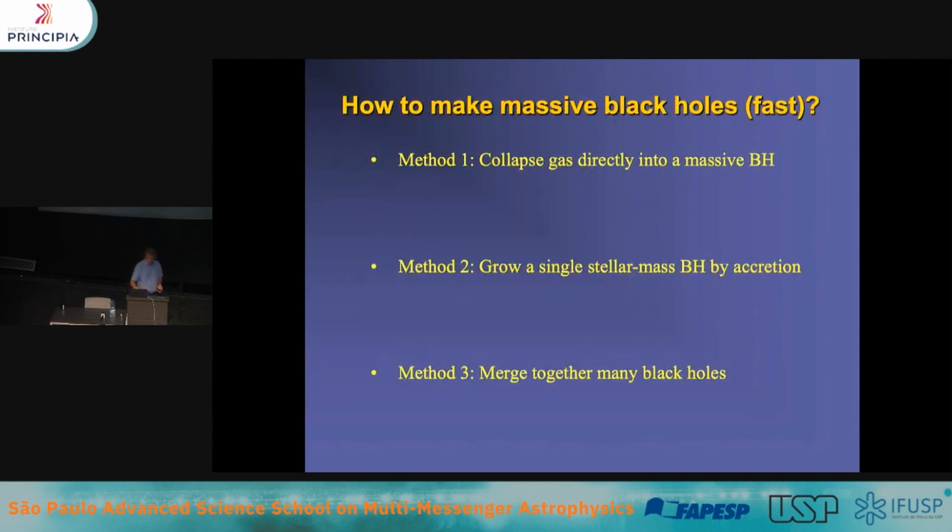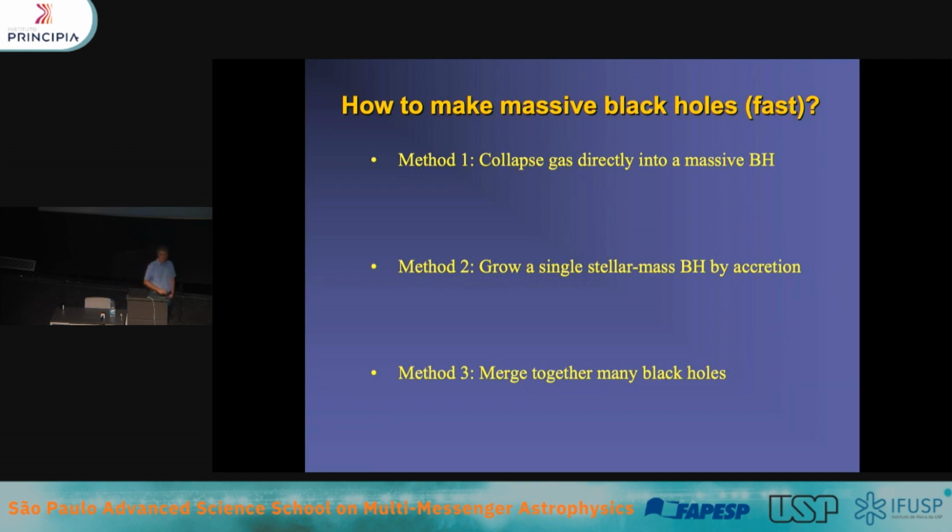Well, again, I could ask you, what are the solutions to this in general? In general, there are 3 ways you can think of. Well, collapse gas directly into a massive black hole. Instead of starting with a 10 or 100 solar mass black hole seed in the early universe, maybe there's a way to make immediately a 10 to the 5 or 6 solar mass seed, which we can then use to seed these quasars.